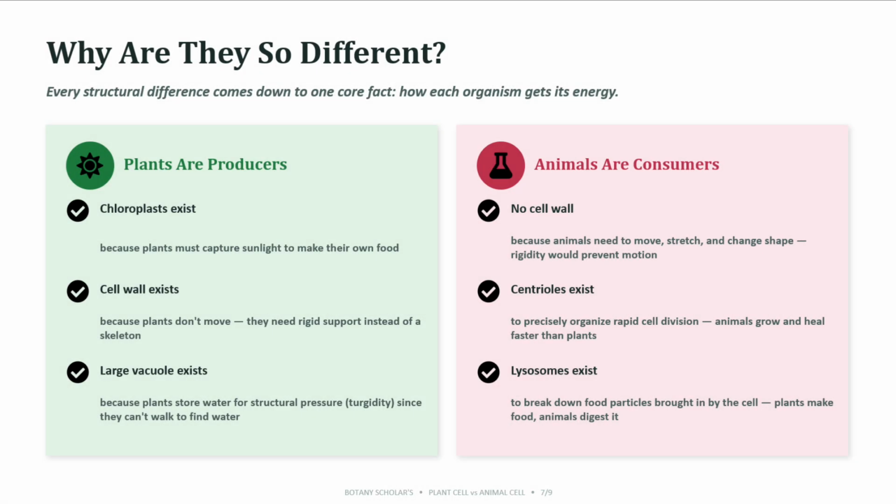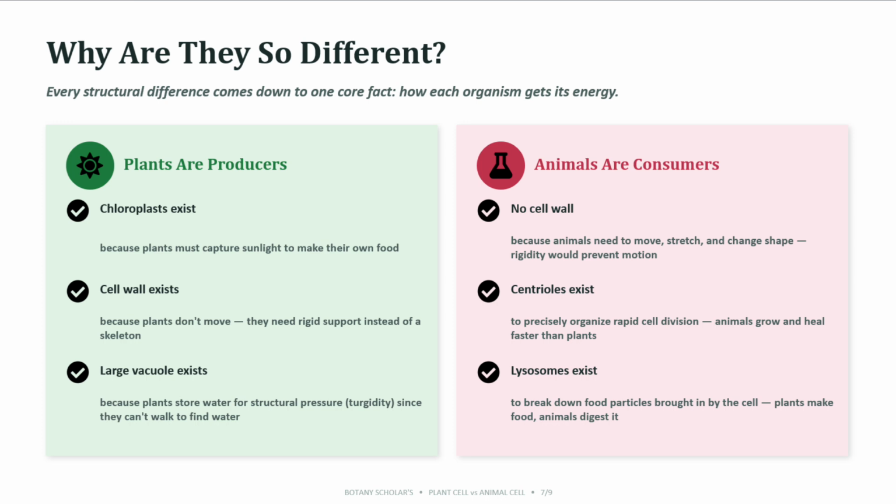Here's the one idea that explains literally everything we just covered. How each organism gets its energy. Plants are producers. They have chloroplasts to capture sunlight, a cell wall because they can't move and need structural support instead of a skeleton, and a giant vacuole to store water since they can't walk to find more.